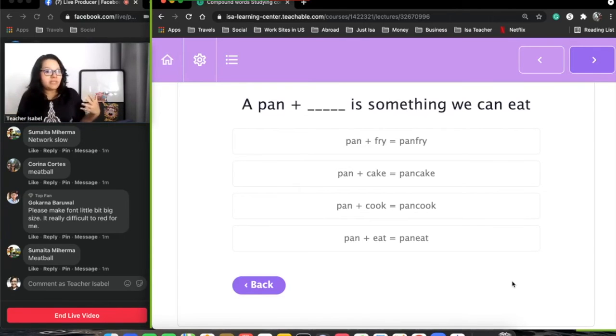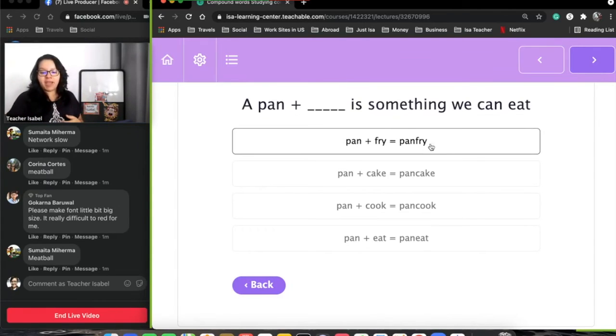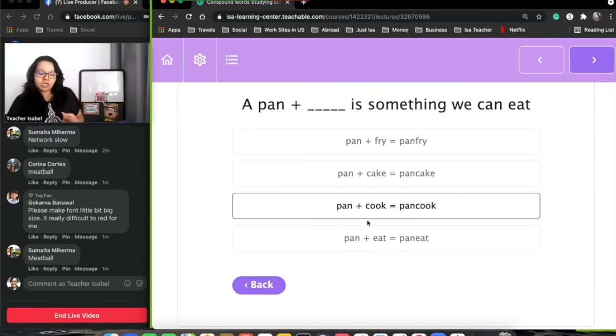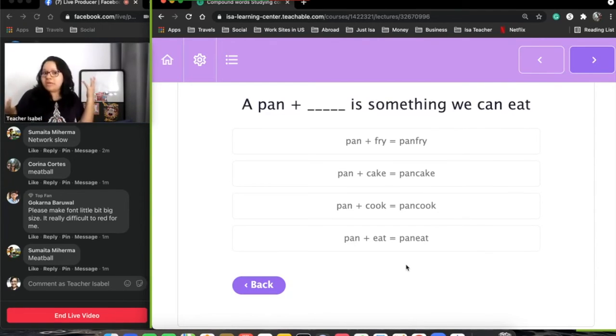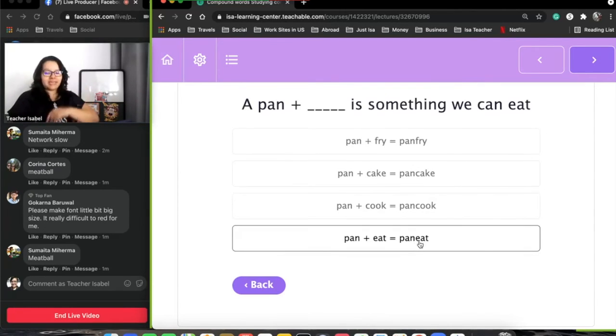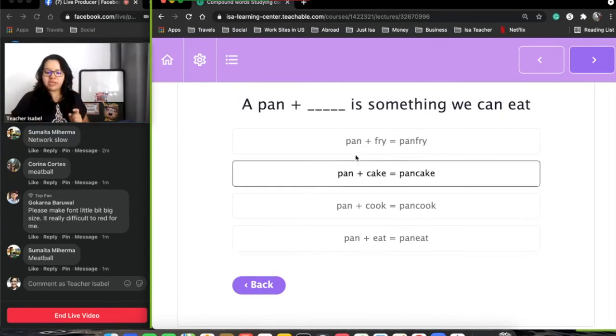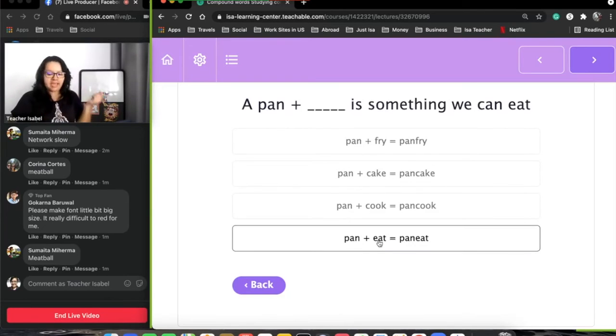All right, what is something else that we can eat? A pan fry, a pancake, a pan cook, or a pan eat? Which one of these can we actually eat? Yeah, these are the compound words, right? A compound word is made up of two smaller words, being pan fry, pancake, pan cook, pan eat.